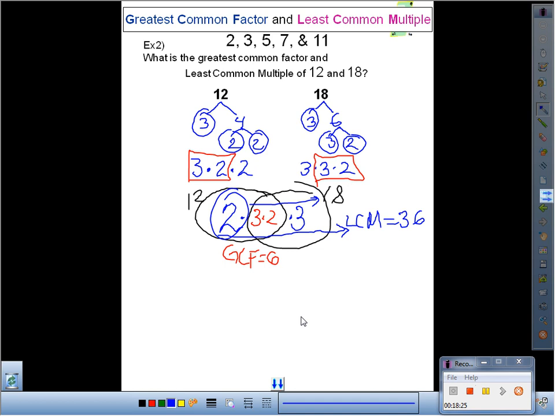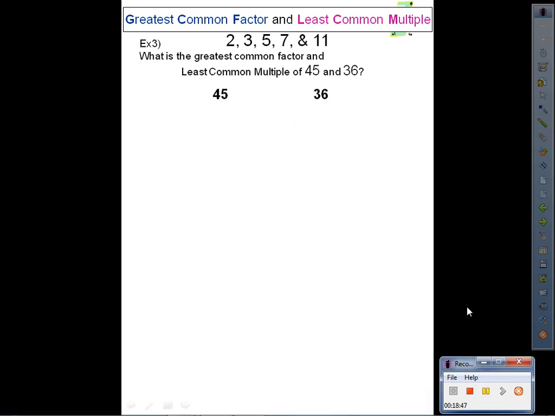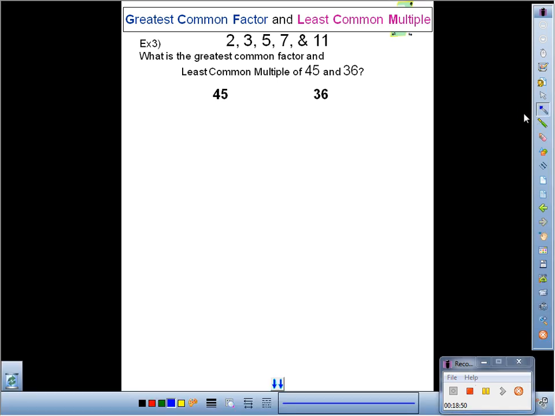How we doing? Okay. And if you want to check it, let's see. What is 3 times 12? What is 2 times 3? 6. 2 times 3 is 6. 6 times 6 is 36. Either way. All right, do this next one by yourself. Example 3, 45 and 36. I'll give you a head start.